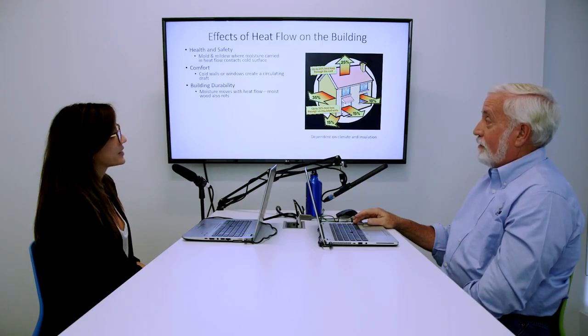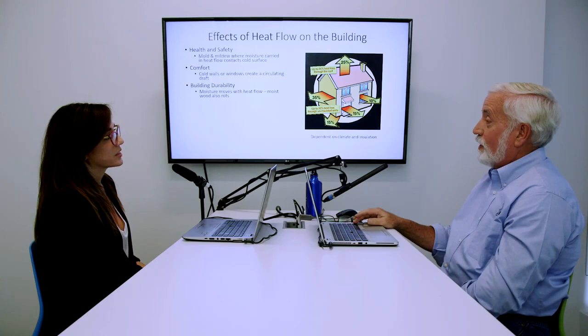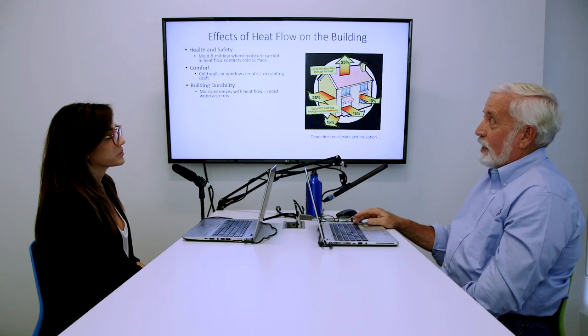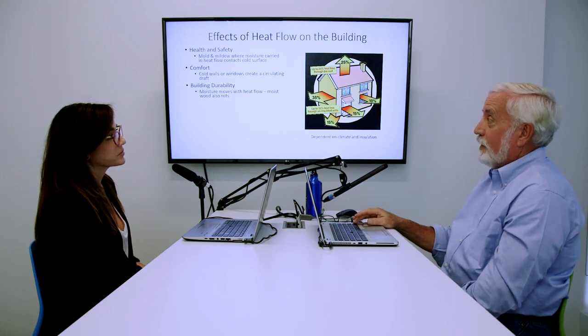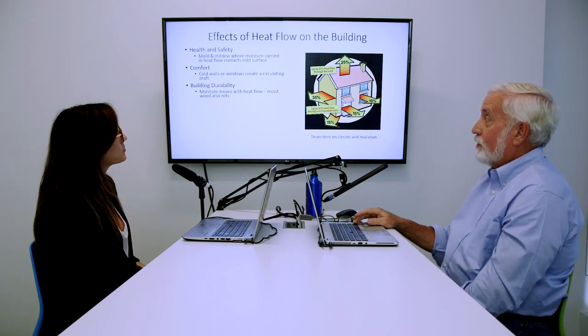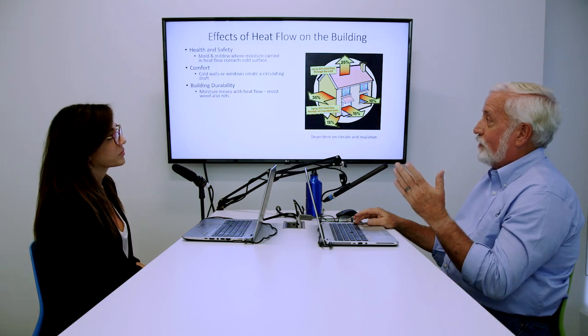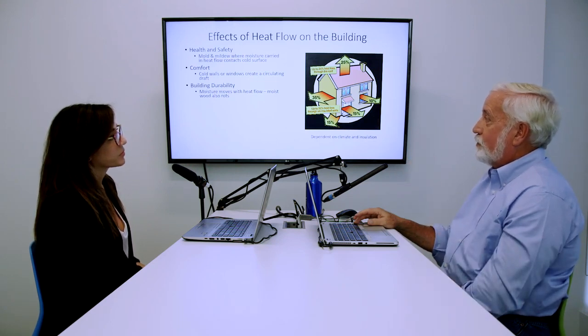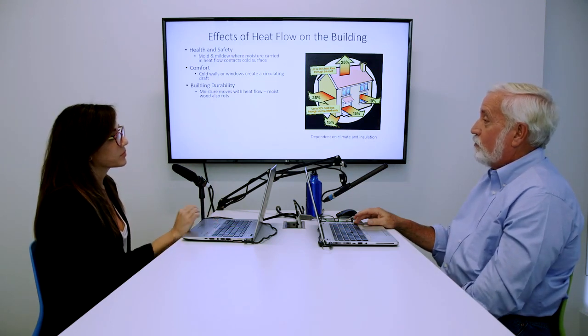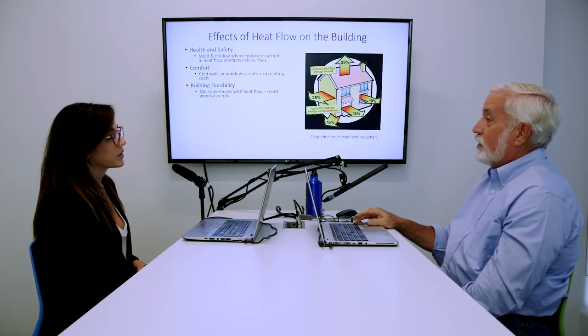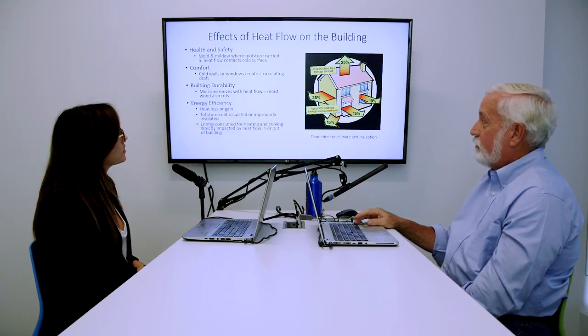And the builder missed it. The inspector missed it. It's in a crawl space. No one wants to spend a lot of time down there. And they had a big issue, and it took quite a bit of expense to fix that. So moisture moves with heat flow, and the moist wood also rots. And there's so much civil litigation going on right now with moisture and what it does to building components.